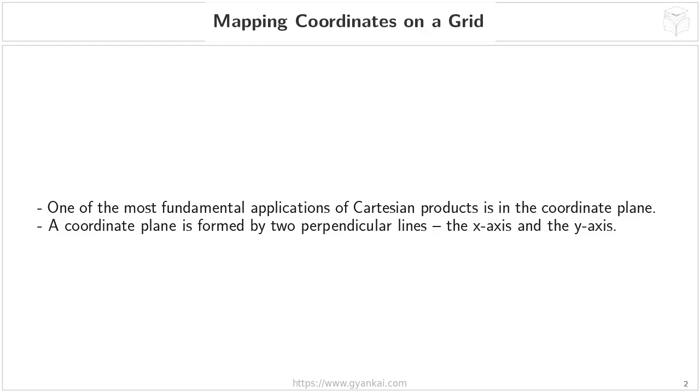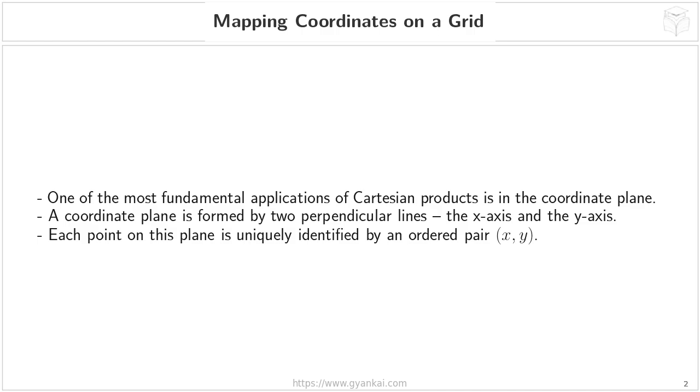The coordinate plane is built using two perpendicular lines. Think of them like the edges of a cross. We call the horizontal line the x-axis and the vertical line the y-axis. Now, every point on this plane needs a unique address, right? That's where ordered pairs come in. Each point is identified by an ordered pair, written as (x, y).